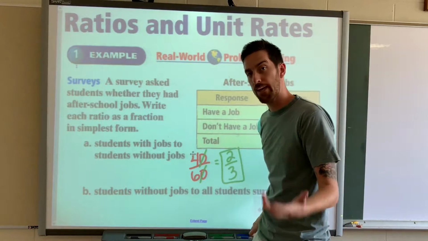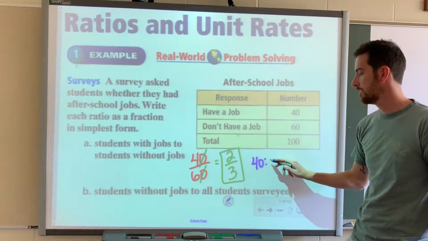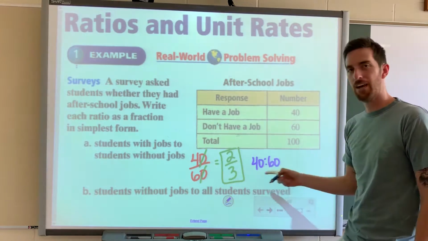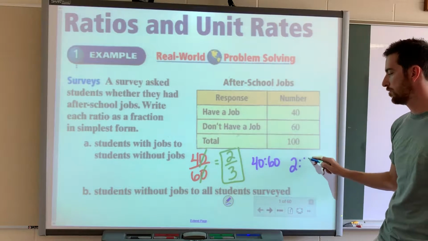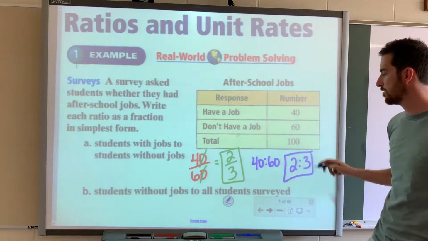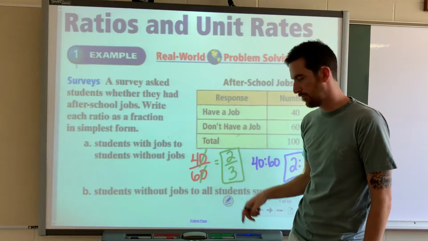Now another way that can be written is you could have said 40 to 60 like this, but you still have to reduce that as much as you can, so it would come out to 2-to-3. Both of these ways are acceptable, but we are most of the time going to leave it as a fraction.